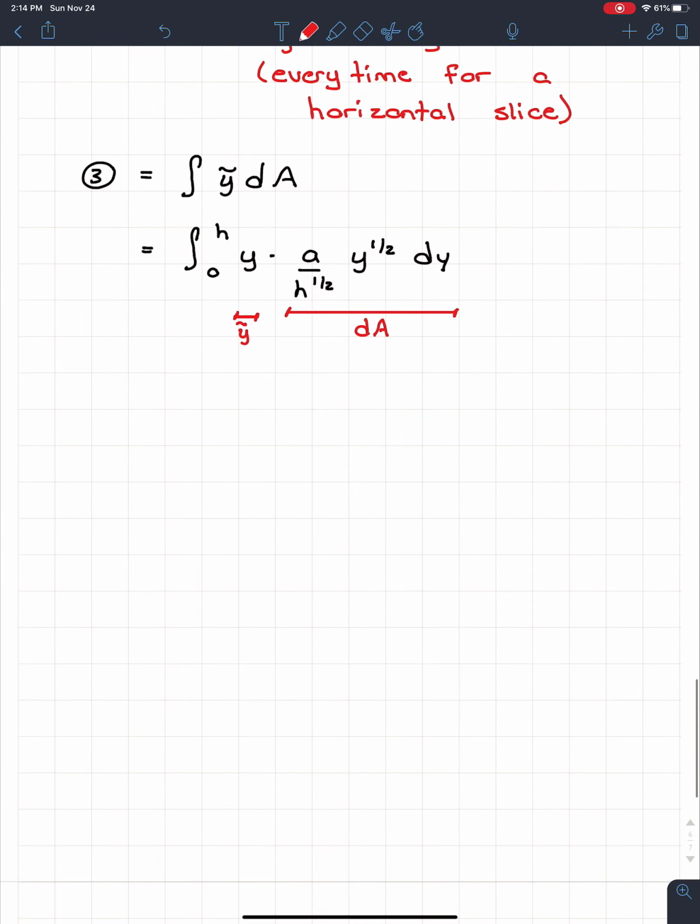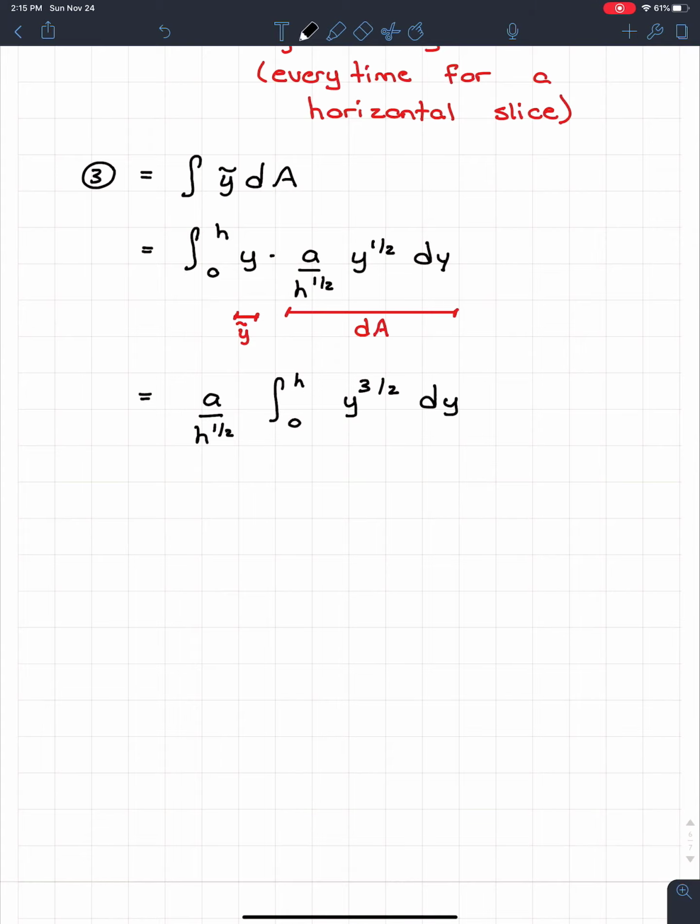And we can come down here and say, okay, same as before, we can take a lot of the constants out of the equation, which is perfect. So the constants that we have now are going to be a and h to the 1/2. So these didn't change from before. Then we're going to have the integral from 0 to h. And then we got y times y to the 1/2. So again, if we're multiplying parameters, we just add the exponents. So we're going to have y to the 1 plus y to the 1/2. So it's going to be y to the 3/2 times dy.